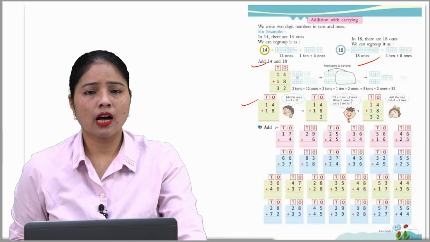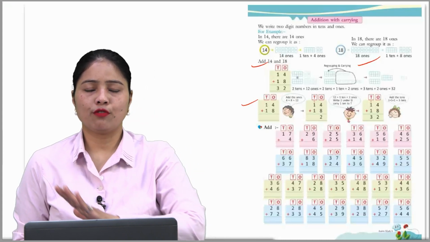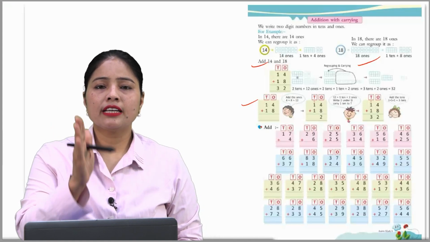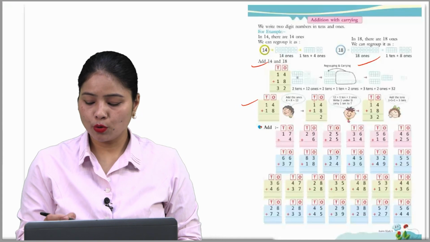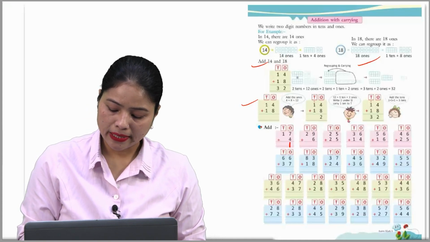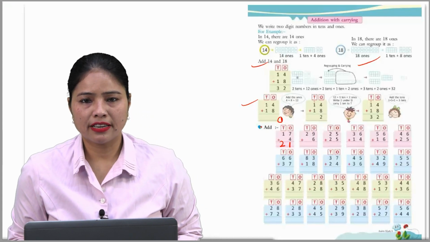Okay, so now add 17 plus 4. So the method is the same. Start with ones place. So 7 and 4, we know that 7 plus 4 becomes 11. So 11 का 1, carry over 1 to the tens place. Then 1 and 1 becomes 2. So 21 is the answer of that one.